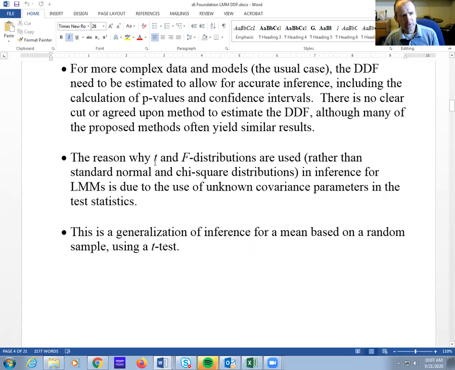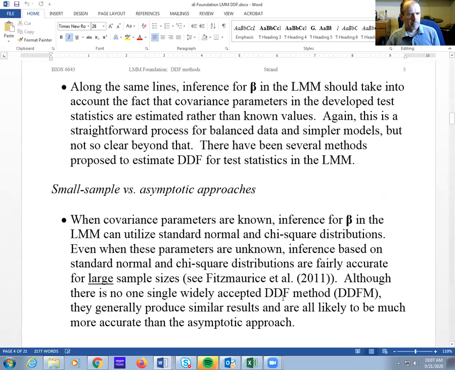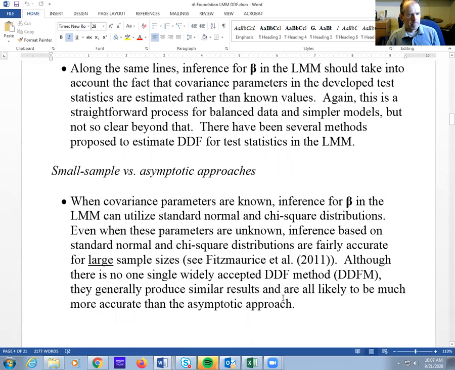So we typically are going to use T and F distributions. Why do we do that rather than using standard normal and chi-square? Is because we have unknown covariance parameters that we are estimating in those test statistics. And that's going to be the case.